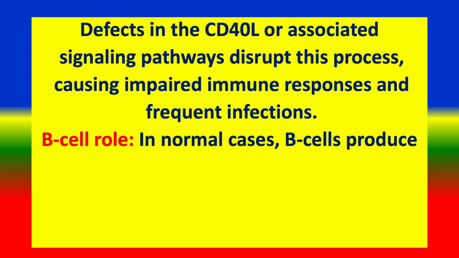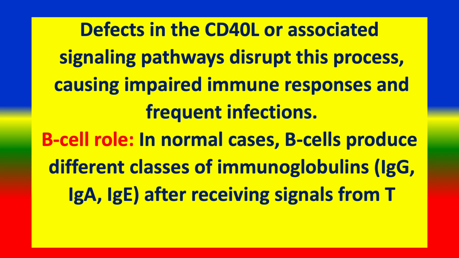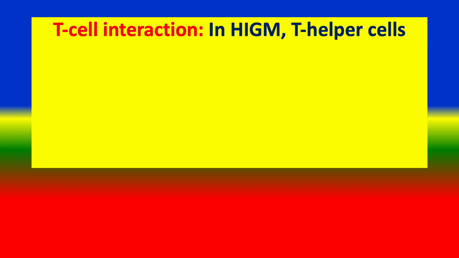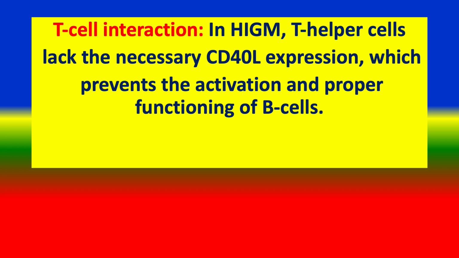B cell role. In normal cells, B cells produce different classes of immunoglobulins: IgG, IgA, and IgE after receiving signals from T helper cells. T cell interaction in HIGM. T helper cells lack the necessary CD40L expression, which prevents the activation and proper functioning of B cells.